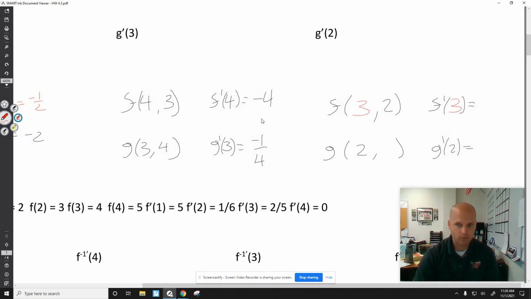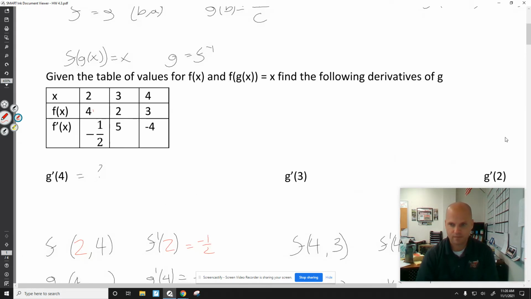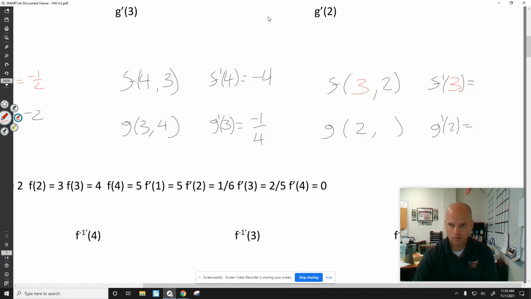F prime of 3 is 5. Whoop. F prime of 3 is 5. So at the point 2, 3, g prime of 2 is 1/5. Okay, this is a table.